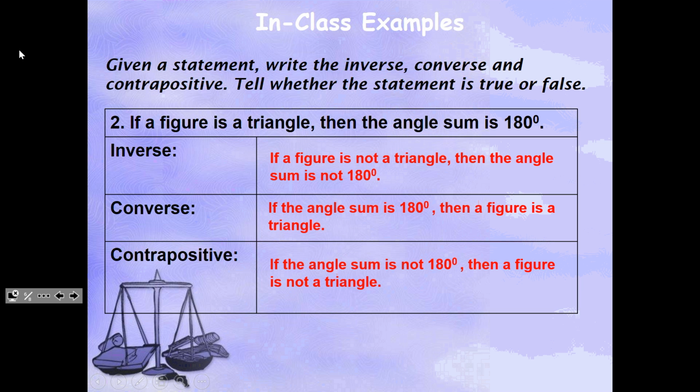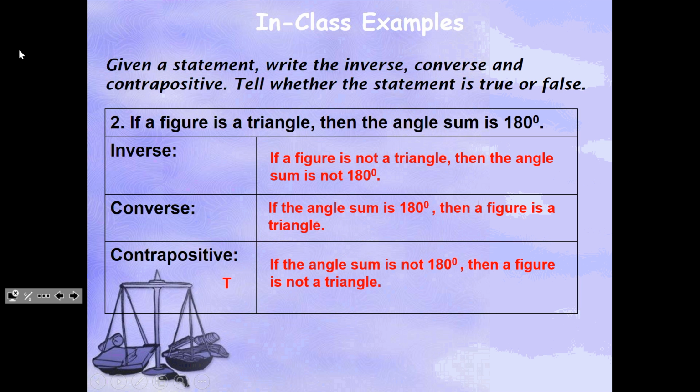Okay. This says if a figure is not a triangle, then the angle sum is not 180 degrees. Converse says if the angle sum is 180 degrees, then a figure is a triangle. So a figure could be anything, right? So what do we think? True or false on those? False, right? If I have a straight line, that's a figure, and it's 180 degrees, but is a straight line a triangle? No. Okay.